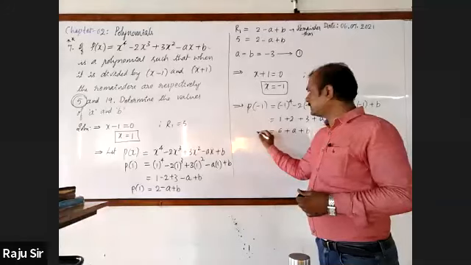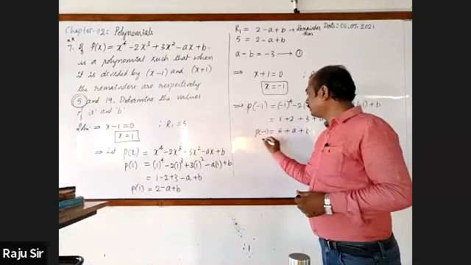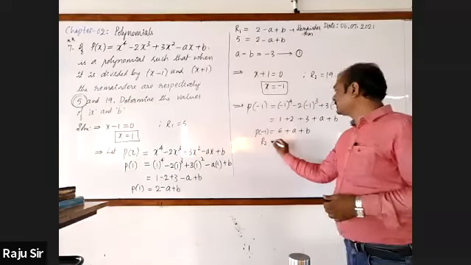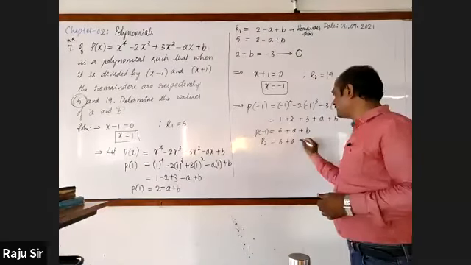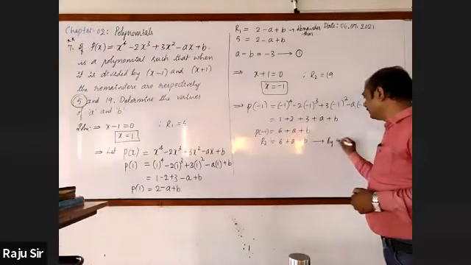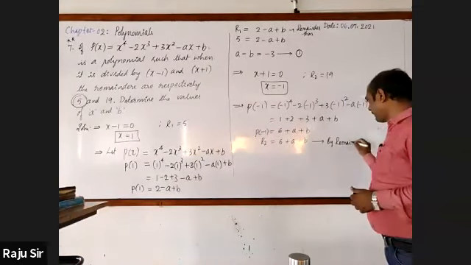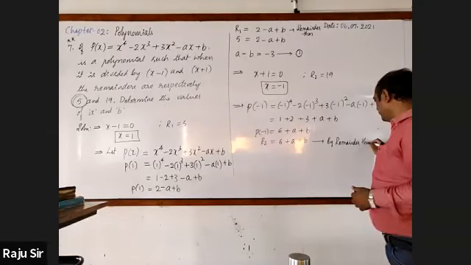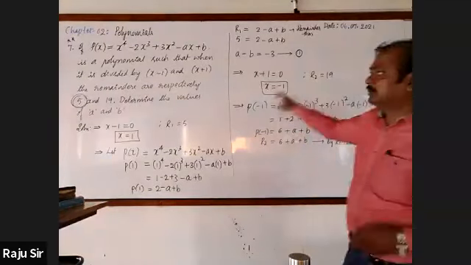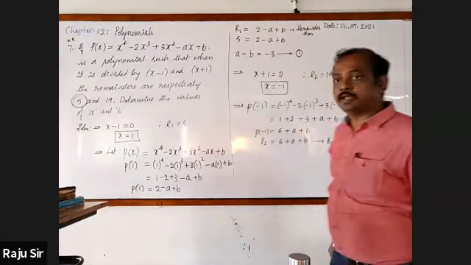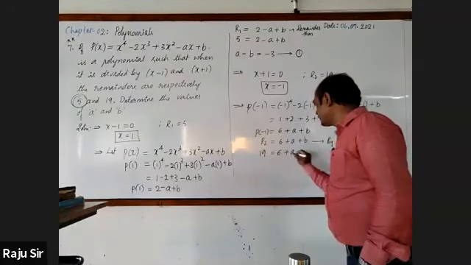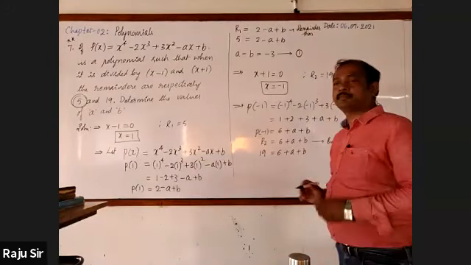Can we call it R2? Remainder. By the remainder theorem, R2 is equal to 6 plus a plus b. We know that R2 is 19. They have given it. So 19 is equal to 6 plus a plus b.